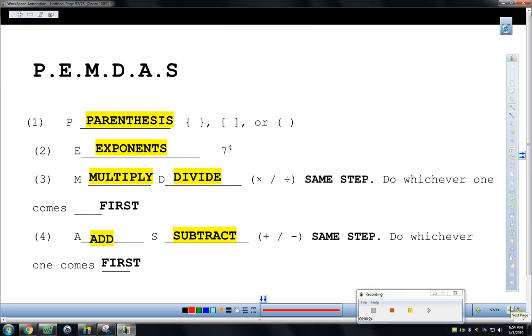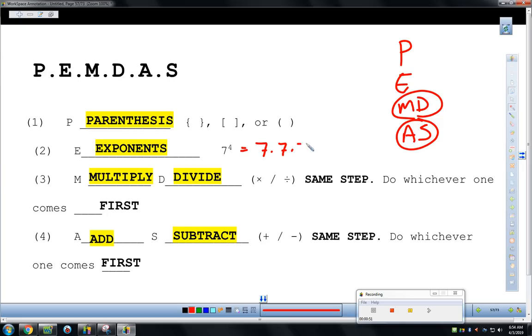Just a quick refresher of what's in your notes. Each of these steps is a different set of operations, and we group them by level of importance. The first thing you would look for is anything that is grouped with parentheses, brackets, or braces, then anything with exponents. A reminder: this is 4 7s multiplied together. It is not a 7 with 4 zeros.